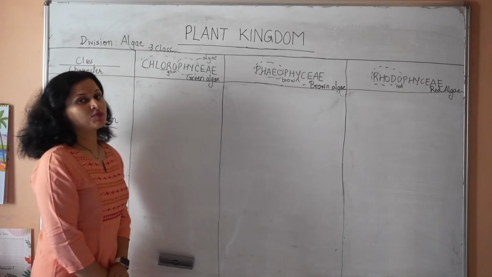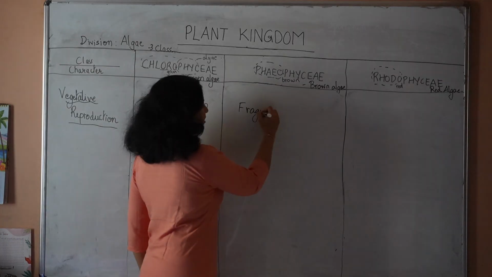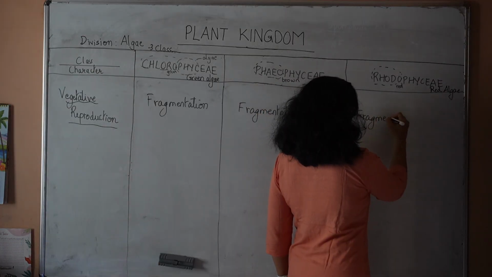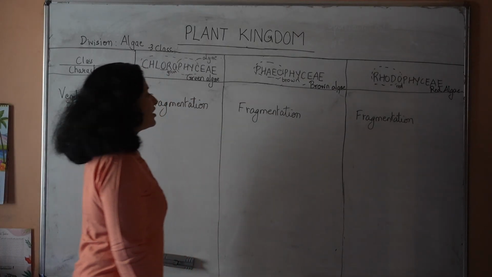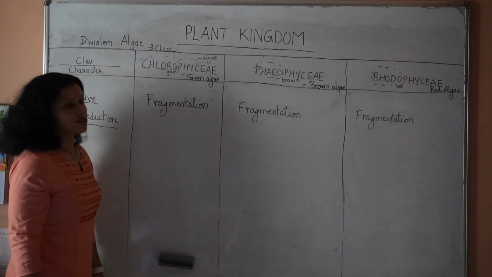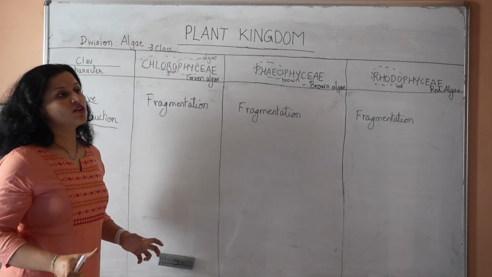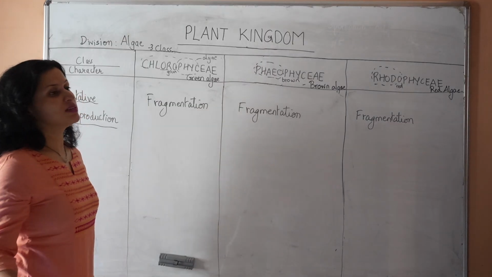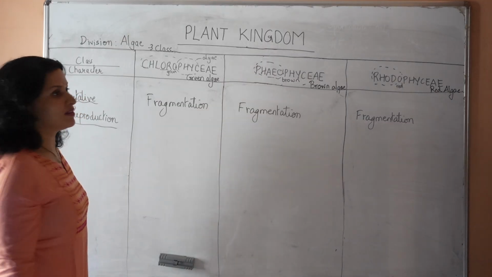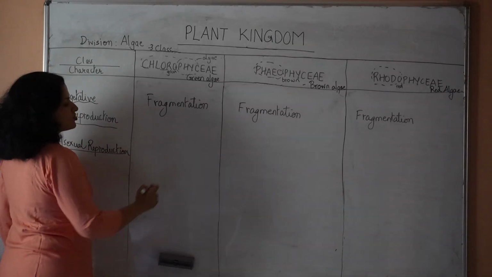Next is vegetative reproduction, by fragmentation. Vegetative reproduction will be by fragmentation in all the three classes of algae. The plant thallus breaks off and every new piece will form a new alga, right? That's fragmentation. Next is asexual reproduction.